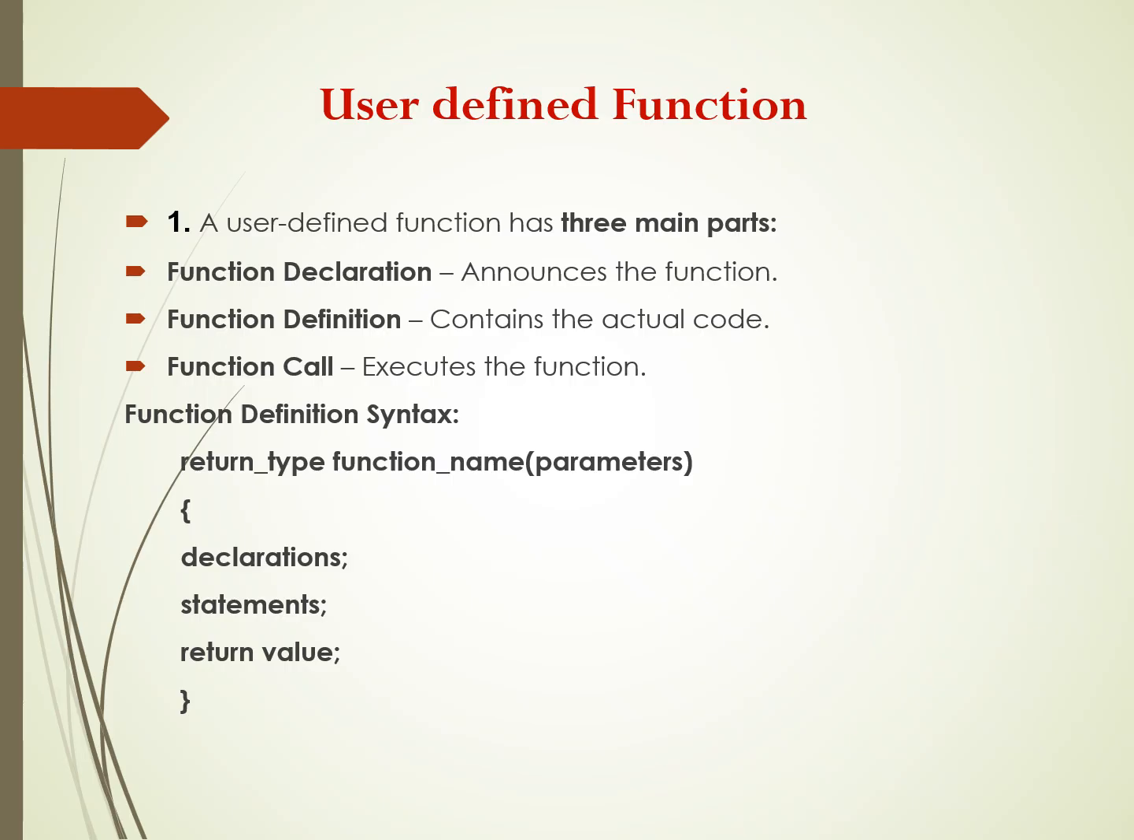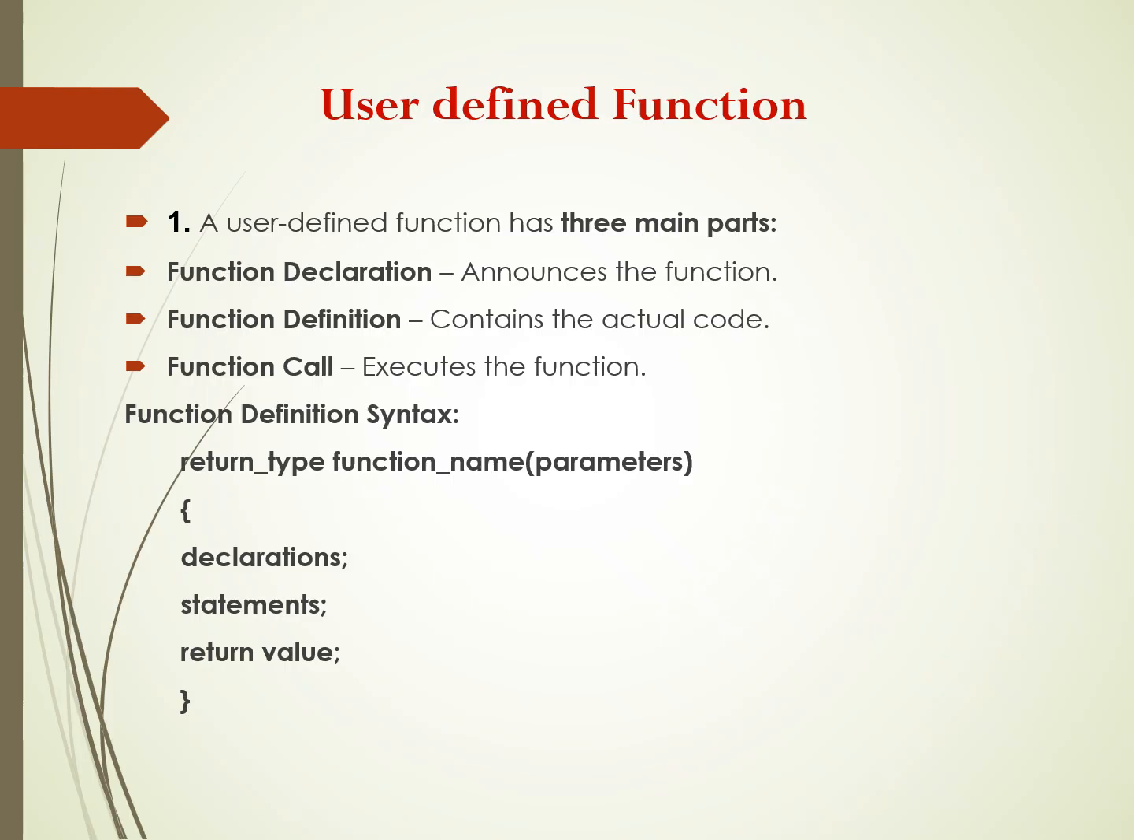The first one is function declaration, known as function prototype. It tells the compiler about the function before it is used. The declaration specifies the function name, return type, and the parameters it accepts, but it does not contain the actual code.